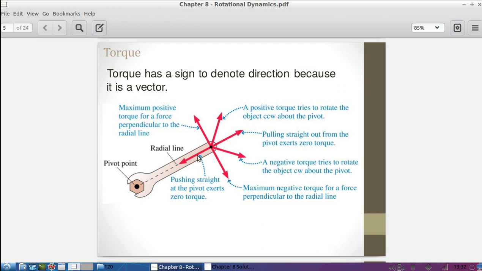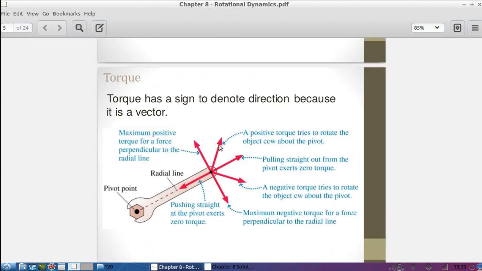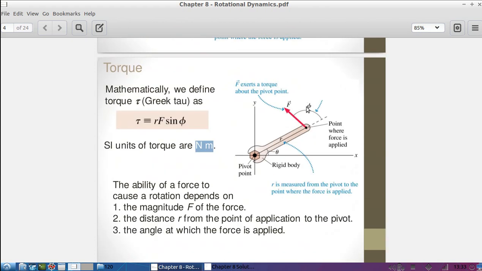Alright, so these are the scenarios we're going to be dealing with. Forces that don't apply a torque because they're parallel to the radius vector, and then forces that are making some angle with the radius vector, generating a torque. So again, that's why it's very important to be able to determine what this angle is between your radius vector and your force vector.